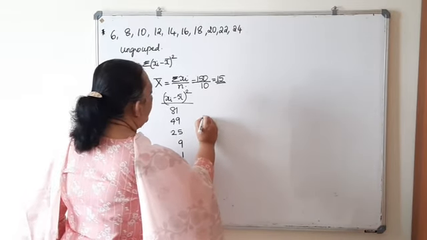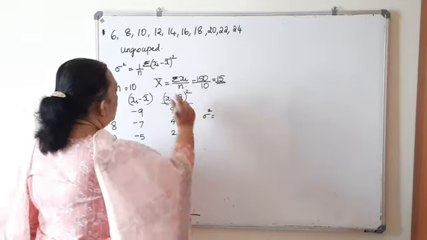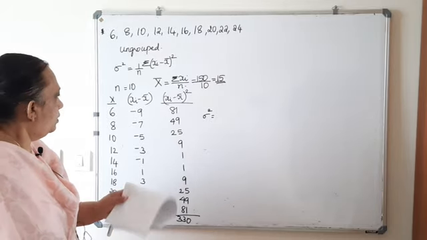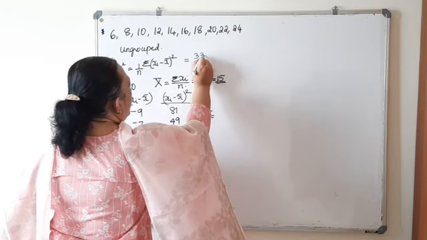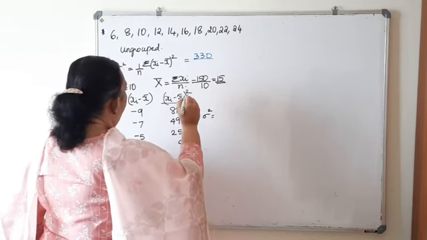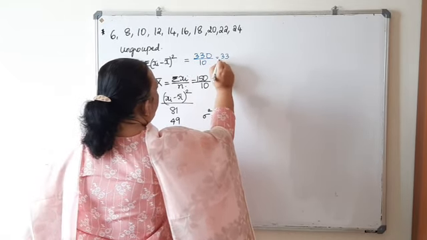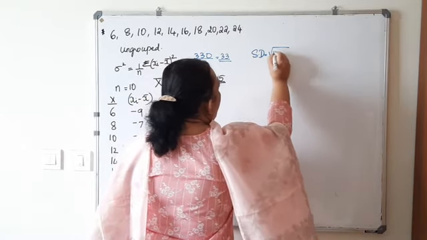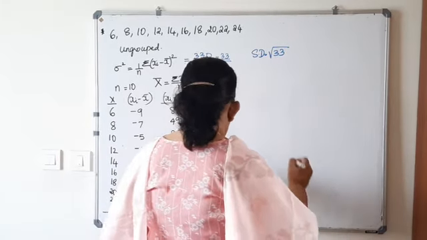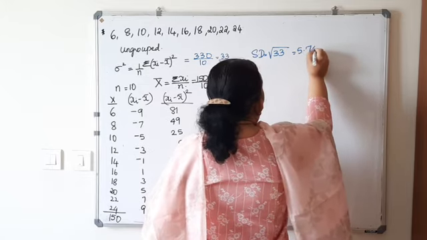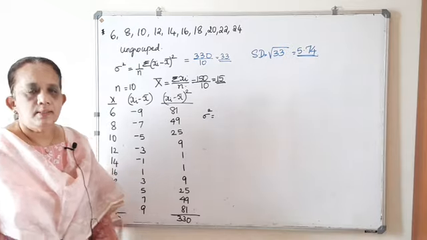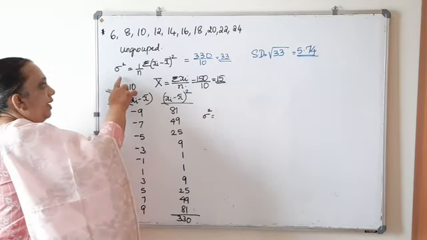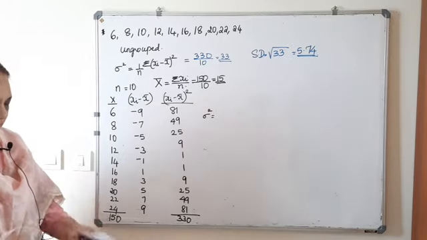So, variance is equal to sigma xi minus x bar the whole square divided by n. You have already written the formula, so I will substitute over there. It is equal to 330 divided by 10, which is equal to 33. That is the variance. So what about the standard deviation? Standard deviation is equal to square root of 33, approximately equal to 5.74. Okay, so this is an ungrouped data. For an ungrouped data, this is how to get the variance, and from the variance, the standard deviation.